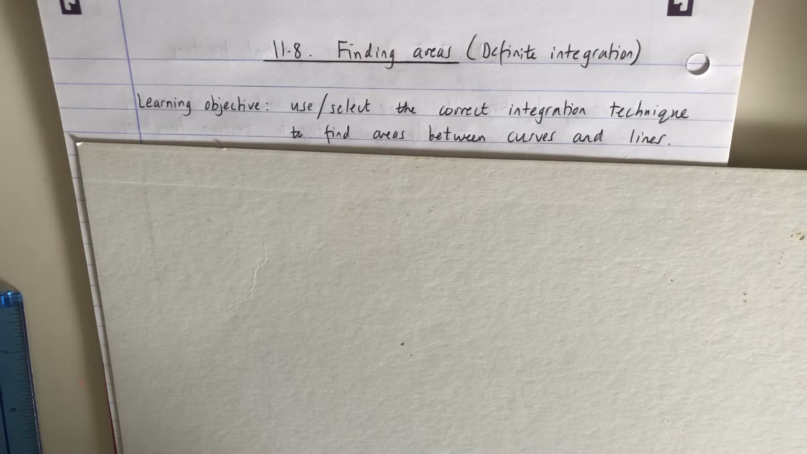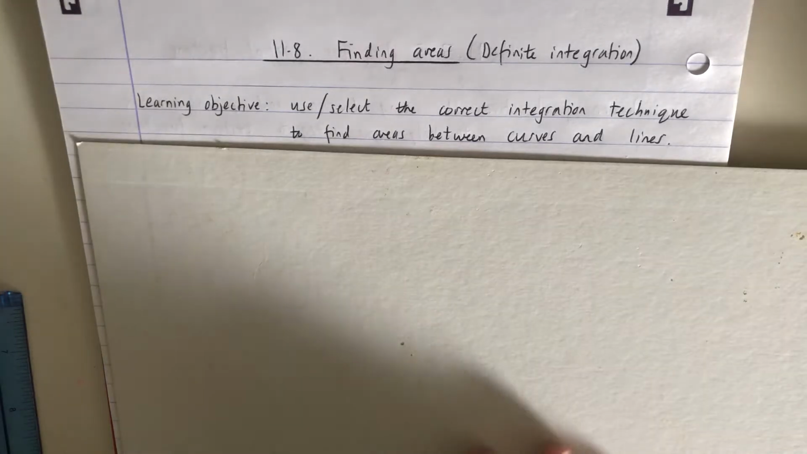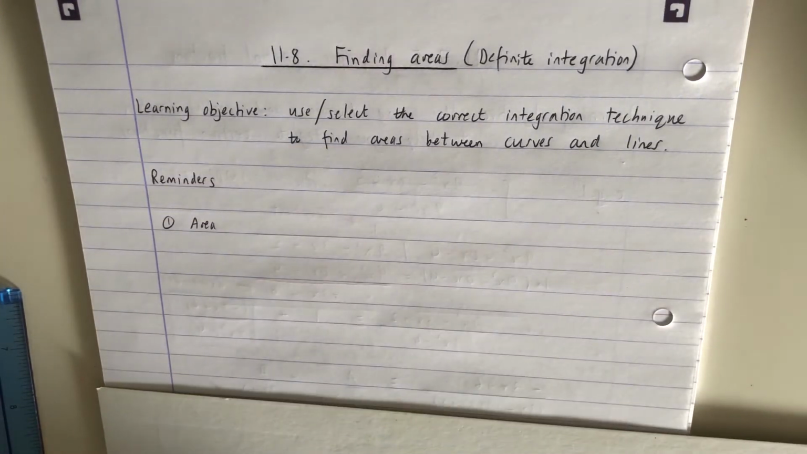11.8 is to do with finding areas, or definite integration, when you've got limits. The main objective today is to be able to select the correct integration technique, and we've learned lots of them over the last few weeks, to find areas between curves and lines. So you're going to have to select the correct method, which is the hardest thing for today. The actual techniques themselves are okay, but working out which one you need is the tough bit. So I'm just going to run through two reminders.